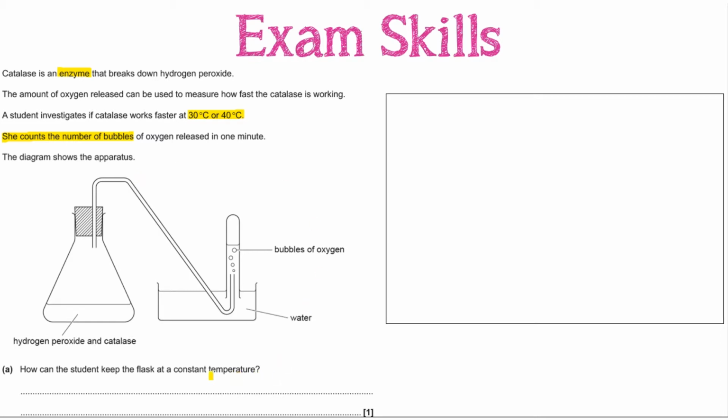And then what we need to know is how the student can keep the flask at a constant temperature. So in this case, what we need to think about is, rather than what variable we need to control, they've told us that, it's just how can we keep it at a constant temperature. And the answer to this one is actually a rather simple one. Place the flask in a water bath. If I can spell it right. There you go.